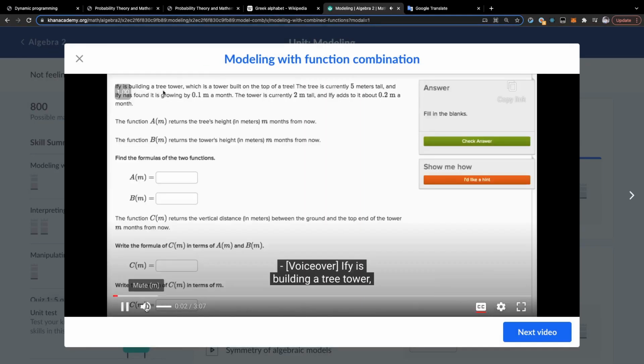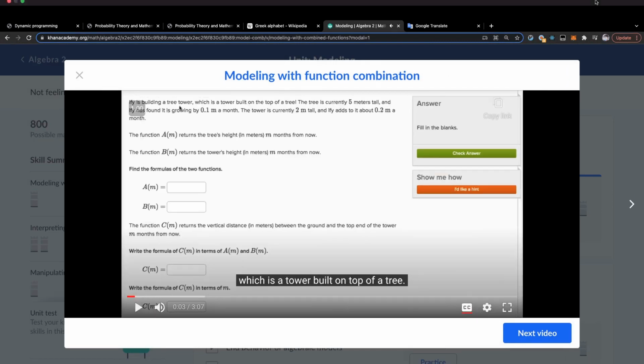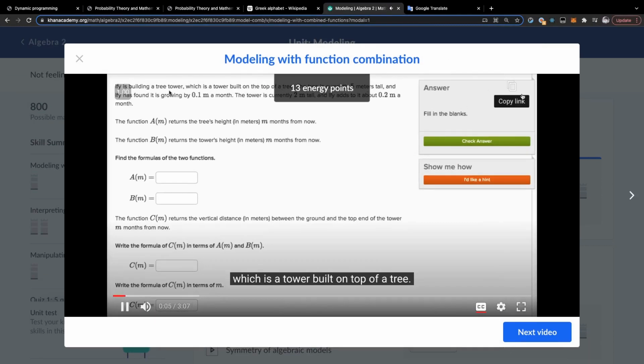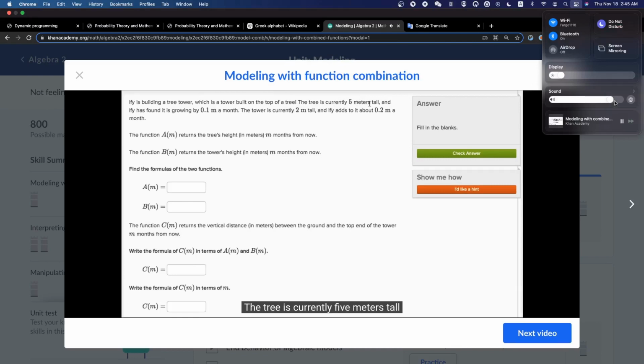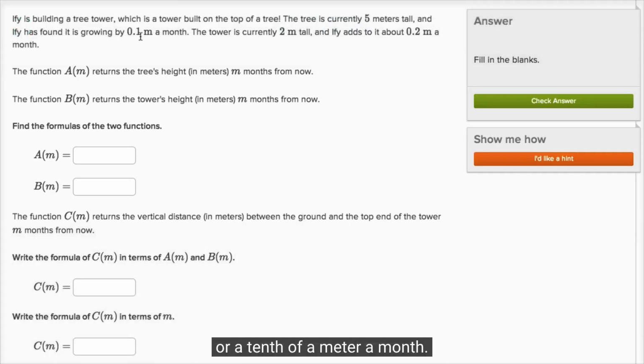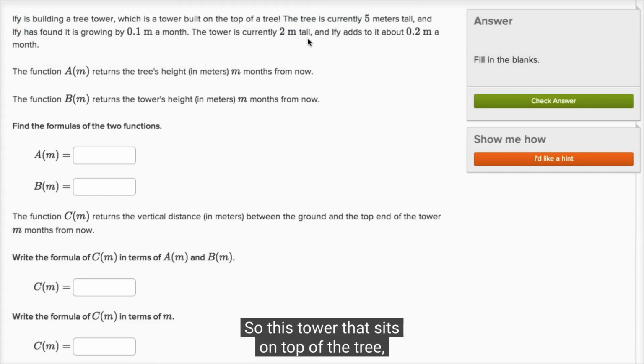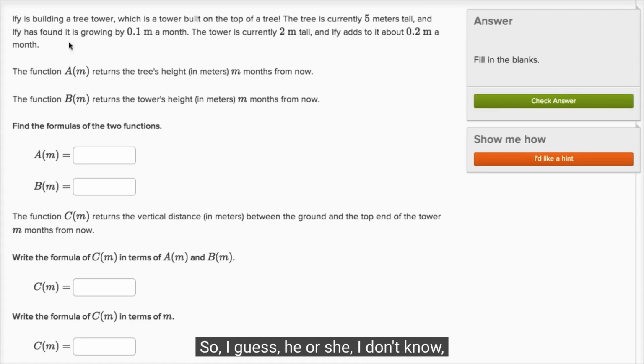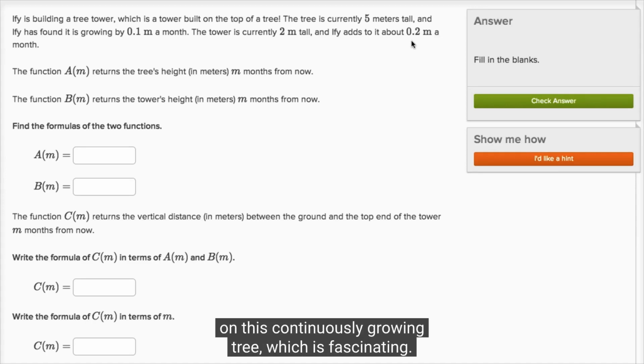If he is building a tree tower, which is a tower built on top of a tree. The tree is currently 5 meters tall, and it is growing by 0.1 meters a month, or a tenth of a meter a month. The tower is currently 2 meters tall, and he adds to it at about 0.2 meters a month. So he is continuously building this tower on this continuously growing tree, which is fascinating.